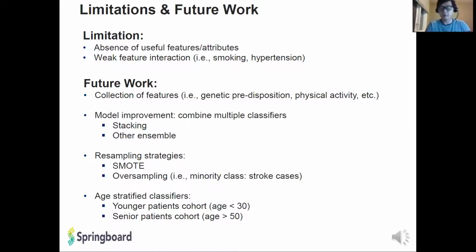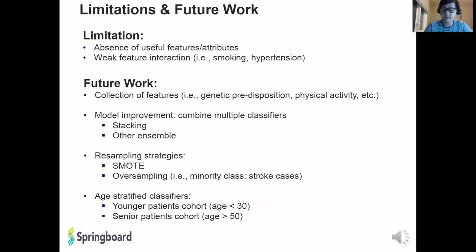And in terms of model improvement, I could use a different approach, such as stacking or other ensemble types of learning, like other boosting trees and things like that. In terms of the resampling strategy, there are other types, like the SMOTE synthetic sampling approach. And instead of downsampling, I could have done oversampling on the binary class.